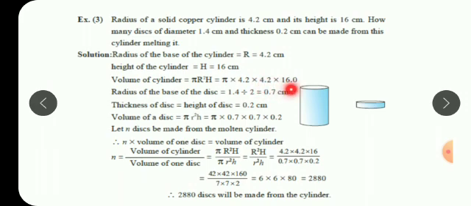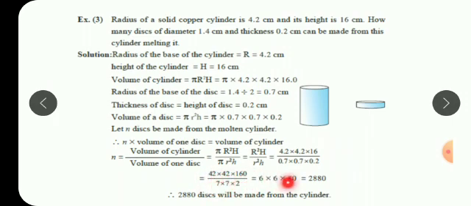So 4.2 into 4.2 into 16.0, and below we will have the volume of a disc as 0.7, 0.7 and 0.2. Now cancel 0.7 and 0.7, 4.2 and 4.2. Both the decimal points get cancelled. So 42 into 42 and here 7 into 7. Now here 16 upon 0.2 is there. So from 0.2 remove the decimal point and put 10 in the numerator, that is 160. So 160 upon 2. So 42 into 42 into 160 upon 7 into 7 into 2.